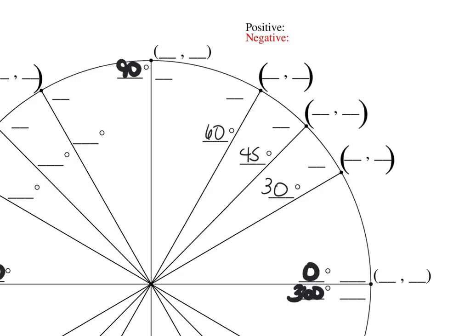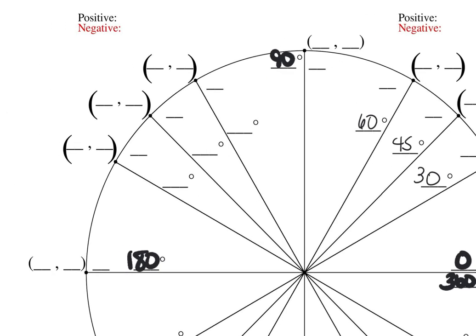If you fill in your quadrants, it's like your checkpoint. Did I get to the right thing? What do I add to 90? 30, so that's 120. Then add 15, good, 135. Then add 15, good, 150. Add 30, and I hit the 180.